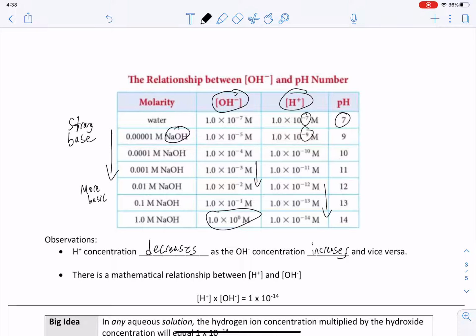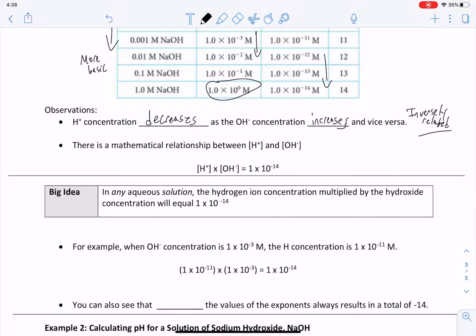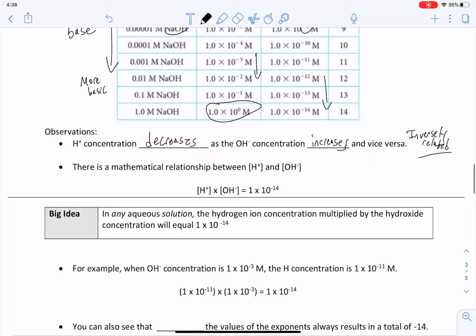And vice versa. If the hydroxide ion started going down, hydrogen would start going up. So they are inversely related to each other, right? Where if one goes up, the other one goes down. And we actually have a mathematical relationship between hydrogen and hydroxide, where if you multiply the two together, you'll get this number, 1 times 10 to the negative 14.